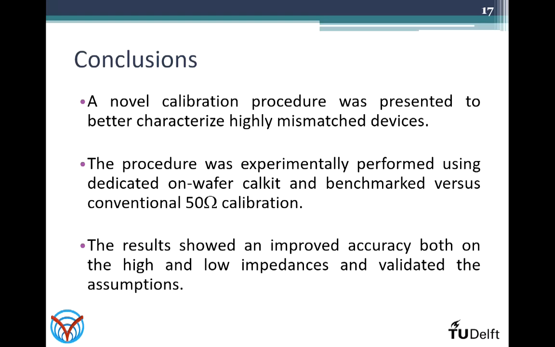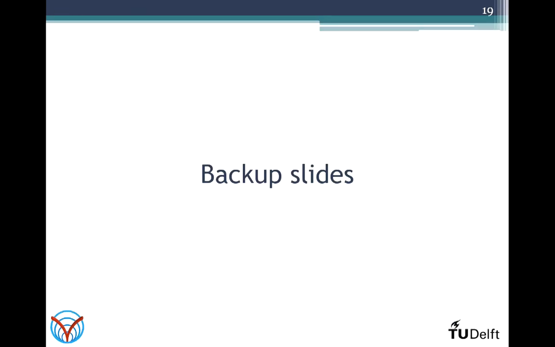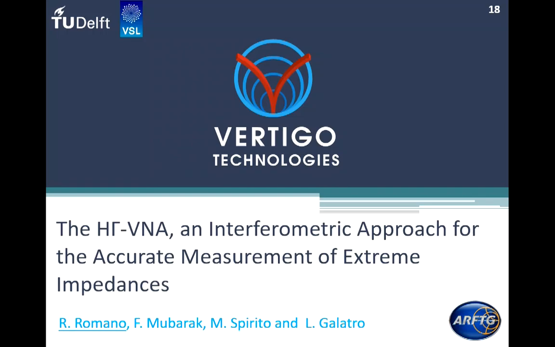In conclusion, we presented a novel calibration to improve the accuracy of highly mismatched devices. This procedure was experimentally tested using a dedicated on-wafer cal kit and was benchmarked versus conventional 50 ohm calibration. The results show an improvement in the accuracy both on the high impedance and on the low impedance, validating our assumption. That's it. Thank you for your attention.